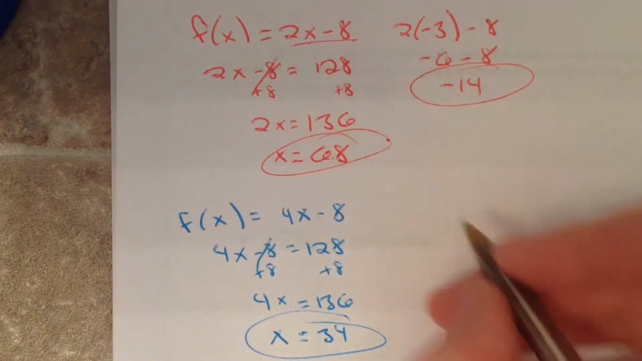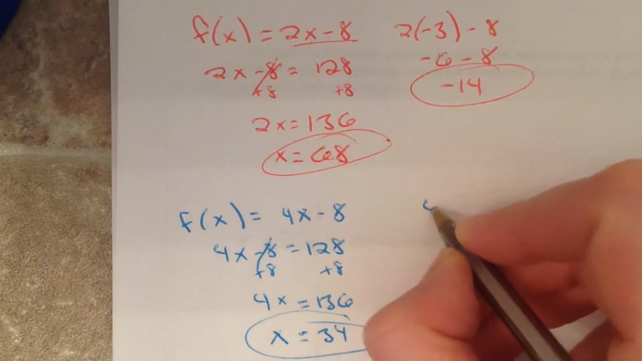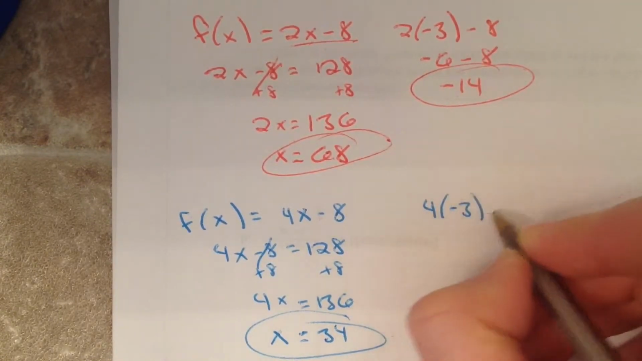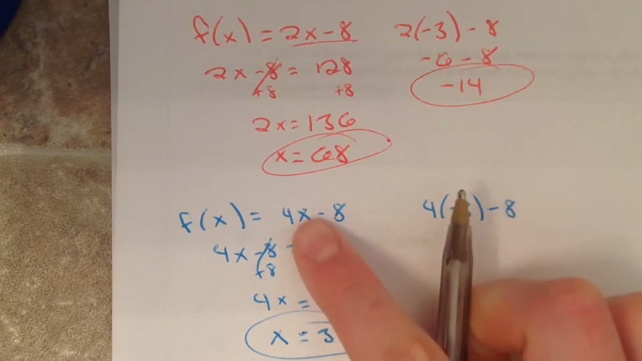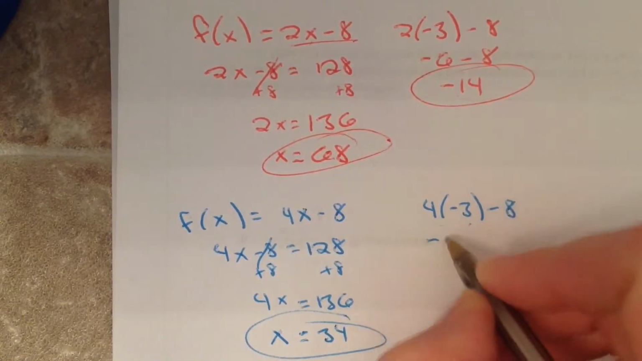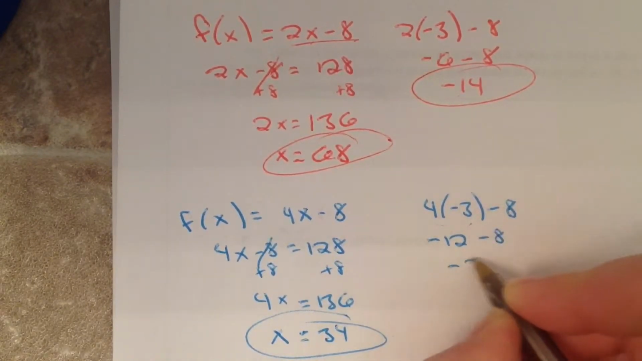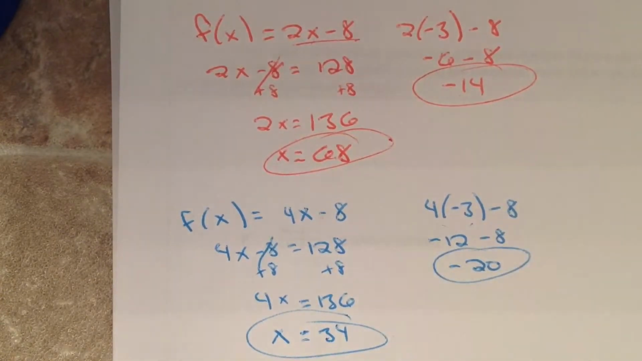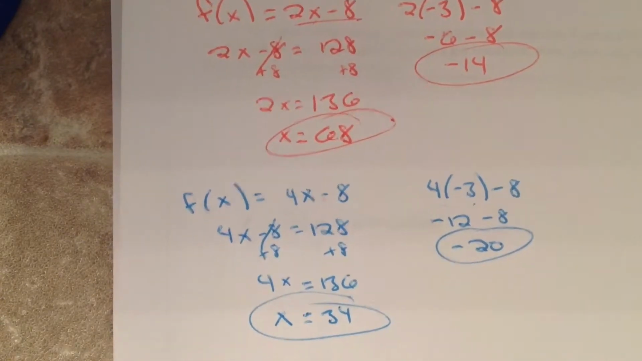So just like in the last one, let's say we want to find what f of -3 is. Well, that means we plug in -3 where that x is. So we get -12 minus 8, which equals -20. So this is plugging it into linear functions.